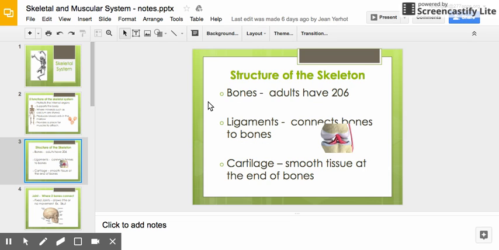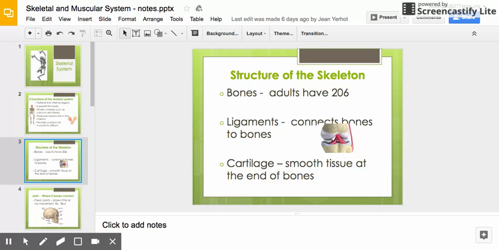The skeleton has a few important parts. Adults have 206 bones. Infants, when they're born, have more than 206. They actually have closer to 300 bones that slowly grow and fuse together. Sometimes you'll hear people talk about the soft spot on a baby's skull, and that's where some of the bones of the skull haven't yet grown together.